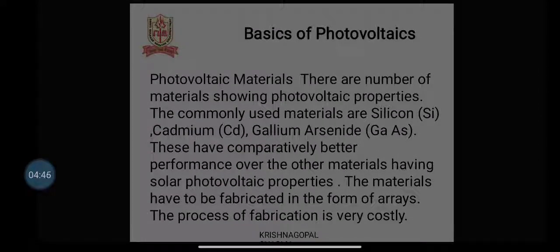Basics of photovoltaics: photovoltaic materials. There are a number of materials showing photovoltaic properties. The commonly used materials are silicon, cadmium and gallium arsenide. These have comparatively better performance than the other materials having solar photovoltaic properties. The materials have to be fabricated in the form of arrays. The process of fabrication is very costly.